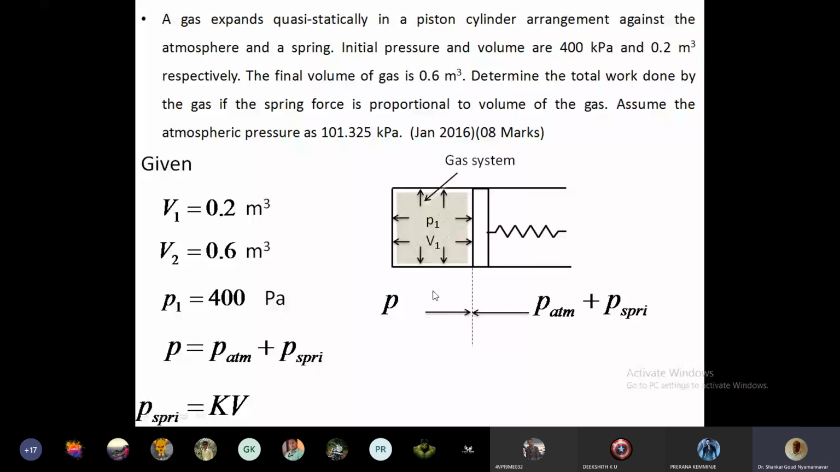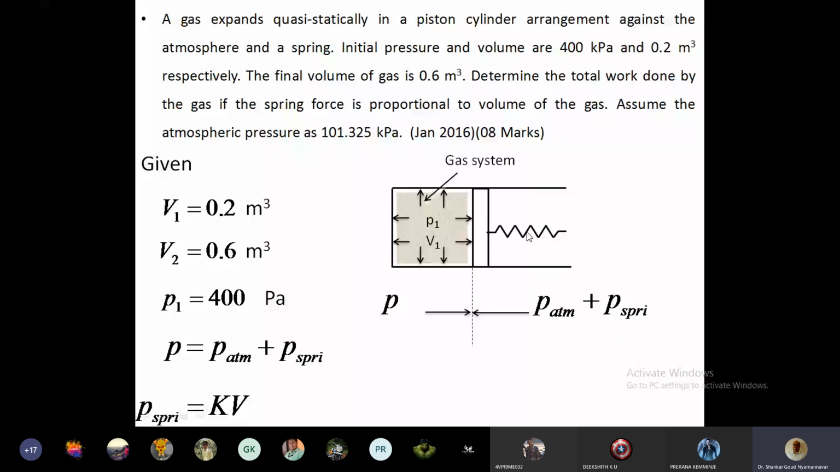Yes, sir. Okay. So inside, what is the pressure? Inside pressure, I know, P. When the boundary is moving, it is not stationary; it goes on moving. At every instant, inside pressure is equal to outside pressure. Outside pressure consists of a constant pressure, atmospheric pressure, which does not change, plus spring pressure. What is the spring pressure?